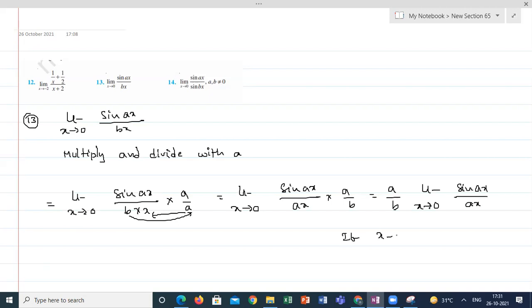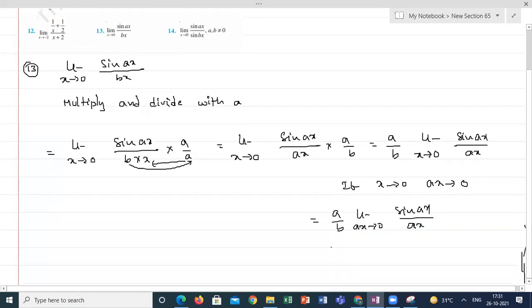If x tends to 0, ax tends to 0 only. That means if I am multiplying both sides with a, you will get ax also tends to 0. So a by b limit ax tends to 0, sine ax by ax. From the given formula, sine theta by theta where theta tends to 0 is 1. So a by b into 1. So the answer is a by b, since we can use the formula limit theta tends to 0, sine theta by theta is equal to 1. Same way, you can try question number 14 also.